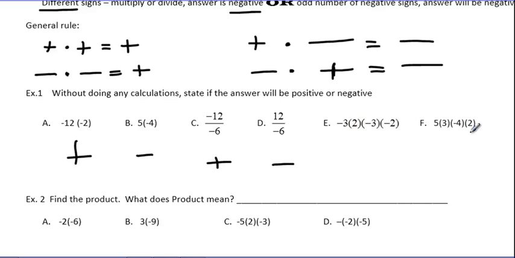Now I have a whole bunch of numbers, so let me count the negative signs. I have 1, 2, 3. I have an odd number of negative signs, so my answer is negative. Let's try that one more time. Let's look at F. I have one negative sign. 1 is an odd number, so it's negative.